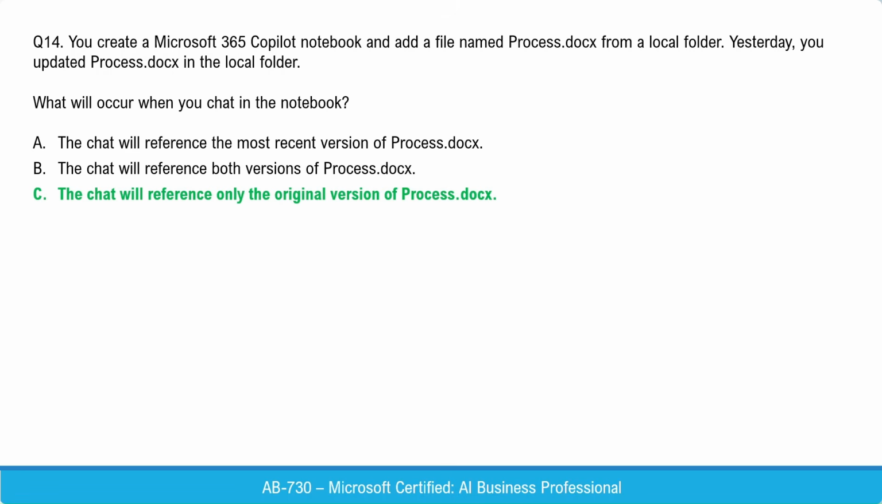That detail is very important because the file is coming from your local folder, not from the OneDrive or SharePoint. And since it is coming from a local folder, Copilot does not maintain a live connection to it. Instead, it takes a snapshot of the file at the time you uploaded it into the notebook. Now, here is the key point. Once the file is uploaded, the notebook works only with that version.